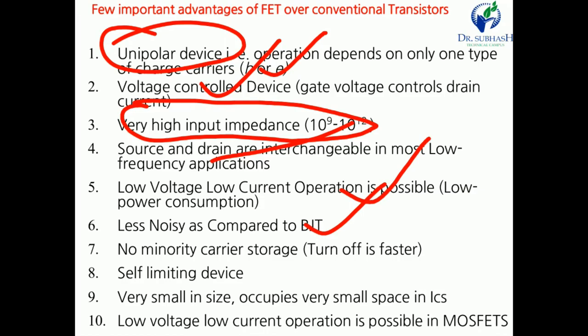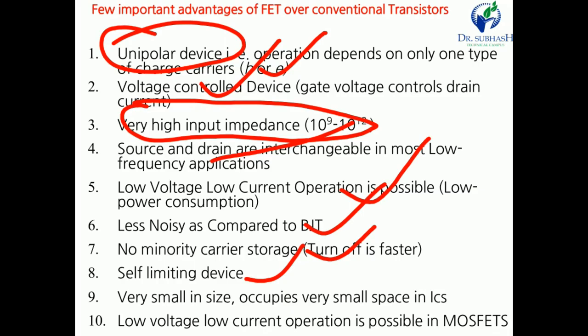Then seventh, no minority carrier storage, so turn off is faster. If we talk about high frequency applications, then turn on and turn off characteristics should be sharper. At that time, the minority carrier storage is small or none, so our switching is very fast. Then eighth, FET is also a self-limiting device compared to the BJT.